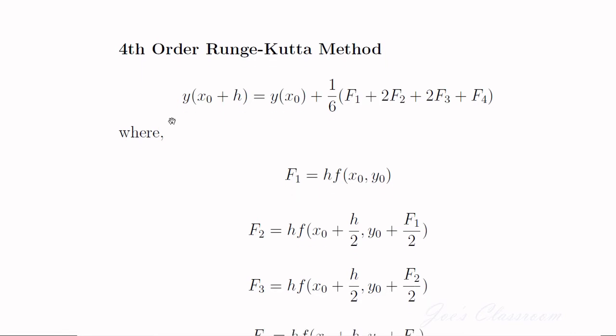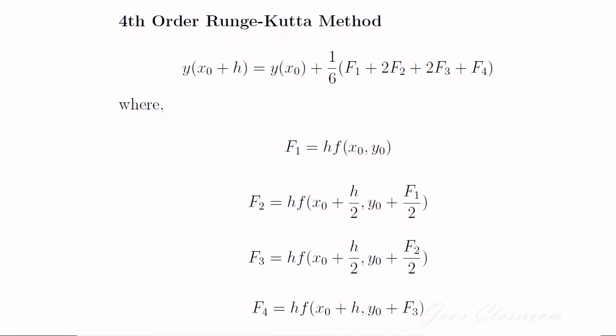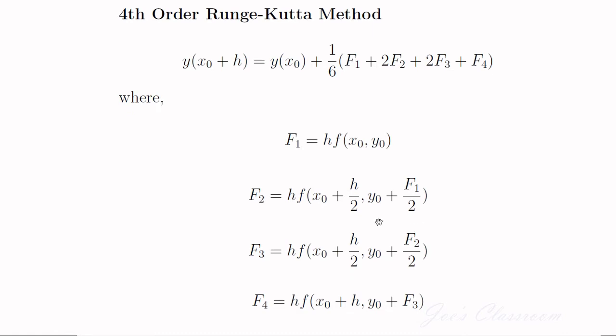So here is the direct formula to move from x0, y0 to x1, y1, that is x1 is x0 plus h and y1 is y of x0 plus h. And we have got a direct formula to move from x0, y0 to x1, y1. So this is the formula. Y of x0 plus h is equal to y of x0, that is y0 plus 1 by 6 into f1 plus 2f2 plus 2f3 plus f4, where the functions f1, f2, f3 and f4 are defined as shown here.